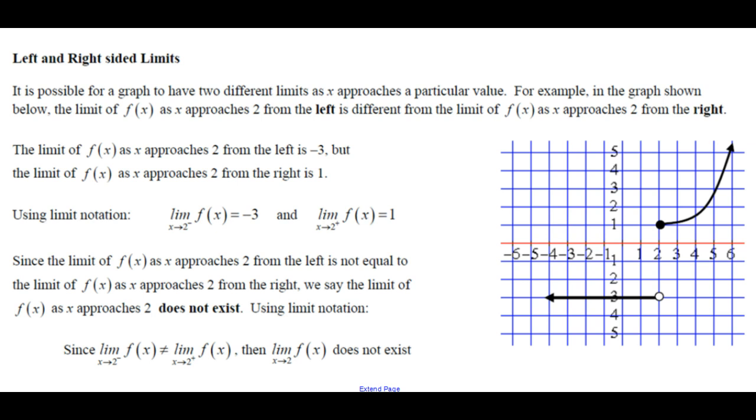Since the limit of f of x as x approaches 2 from the left is not equal to the limit of f of x as x approaches 2 from the right, we say the limit of f of x as x approaches 2 does not exist. So this is for real, it does not exist. It's not that it's infinity. It just doesn't exist because it's not the same on both sides. Which one do you pick? We have two different limits, so we can't do that. So using limit notation, if the limit as x approaches 2 from below of f of x is not equal to the limit as x approaches 2 from above of f of x, then the limit does not exist. That's the correct answer: does not exist.